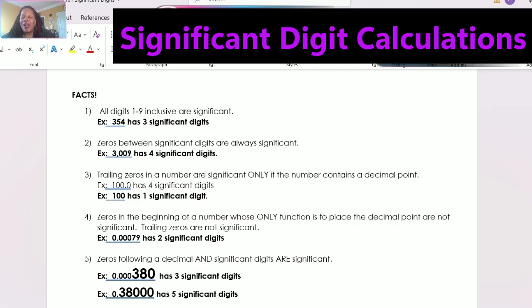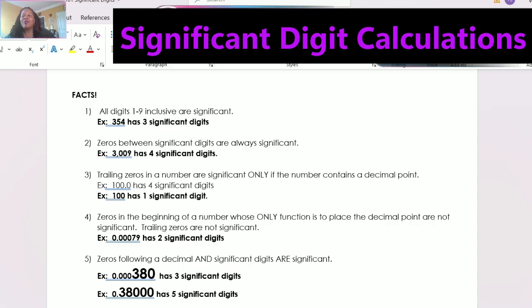All right. So for rule number 1, when it comes to significant digits, numbers 1 through 9 are significant. So we're talking about 1, 2, 3, 4, 5, 6, 7, 8, 9. Y'all remember that TikTok challenge that everybody was doing when they were saying the numbers and then they said it backwards? Yeah. 1, 2, 3, 4, 5, 6, 7, 8, 9.